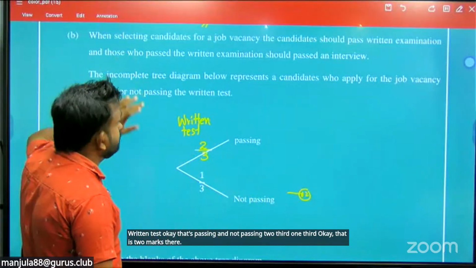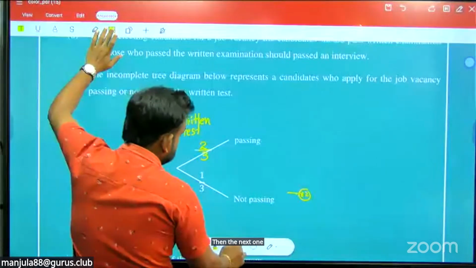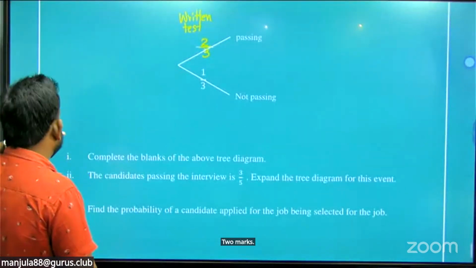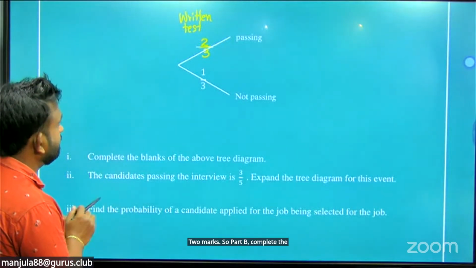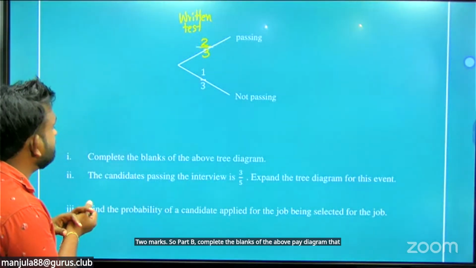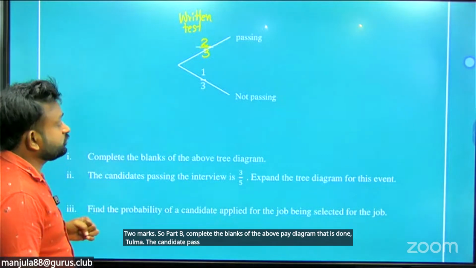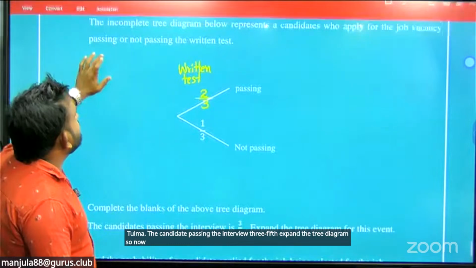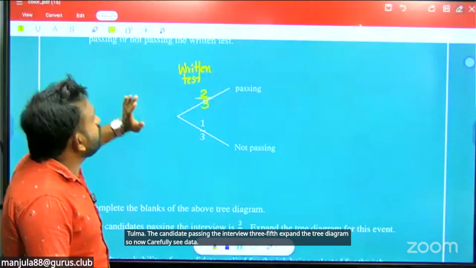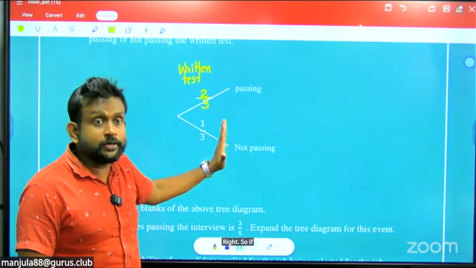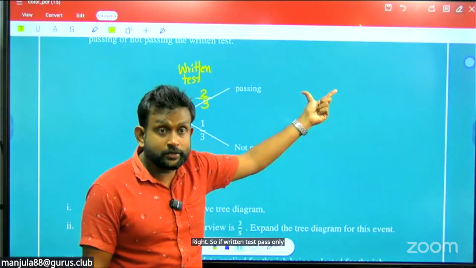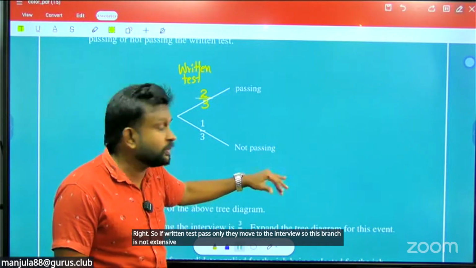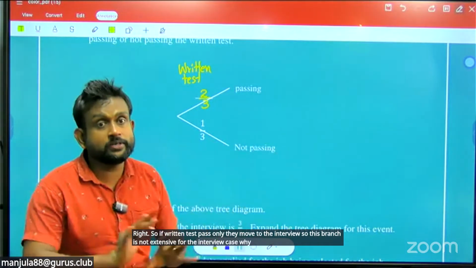Then the next one. So part B, complete the blanks of the above tree diagram. That is done, 2 marks. The candidate passing the interview is 3/5, expand the tree diagram. So now see carefully, right? If they pass the written test only, they move to the interview. So this branch is not extended for the interview case. Why? Not passing means no interview happens.